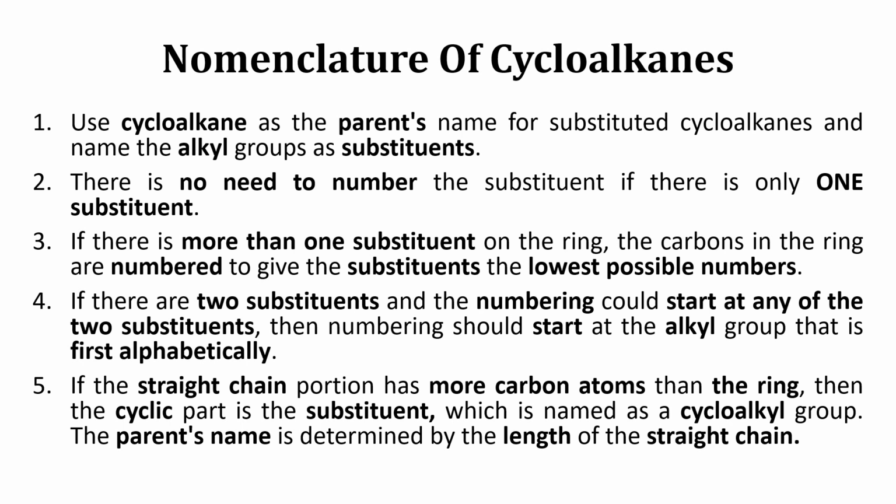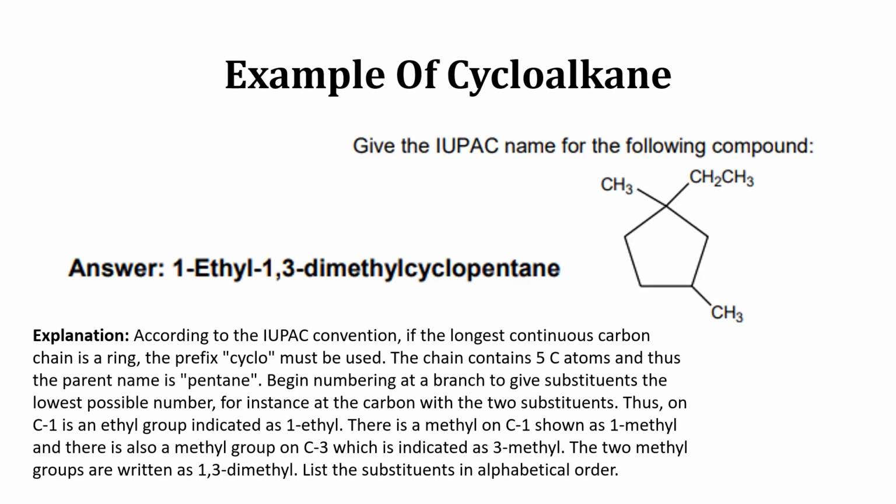If the straight chain portion has more carbon atoms than the ring, then the cyclic part is a substituent, which is named as a cycloalkyl group. The parent name is determined by the length of the straight chain. According to the IUPAC convention, if the longest continuous carbon chain is a ring, the prefix cyclo must be used. The chain contains 5 carbon atoms and thus the parent name is pentane. Begin numbering at a branch to give substituents the lowest possible numbers.